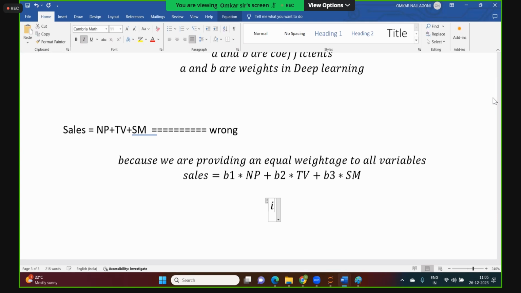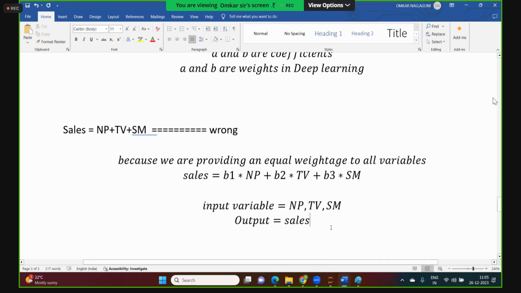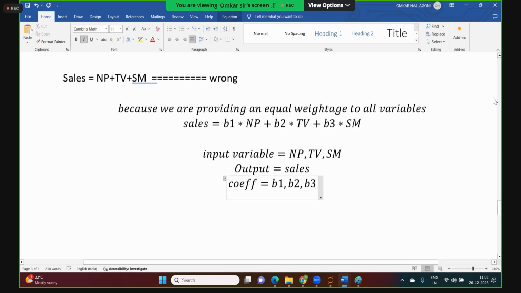What is the input variable? Newspaper, TV, social media. What is the output here? Sales. What are the coefficients here? Beta 1, beta 2, beta 3.